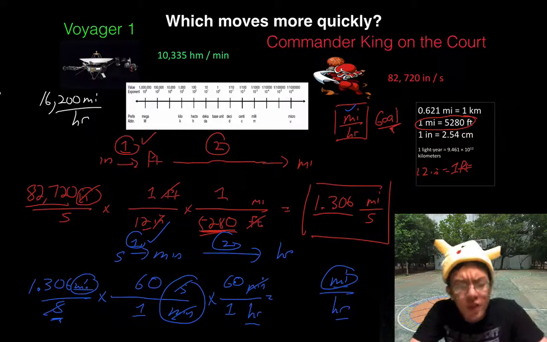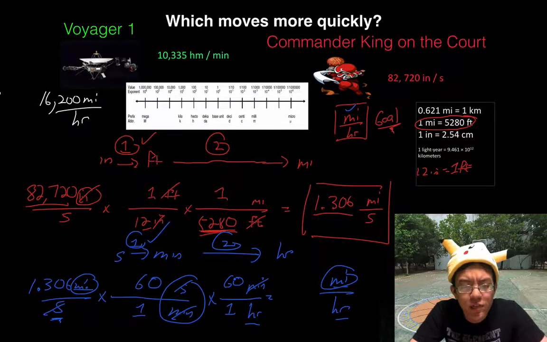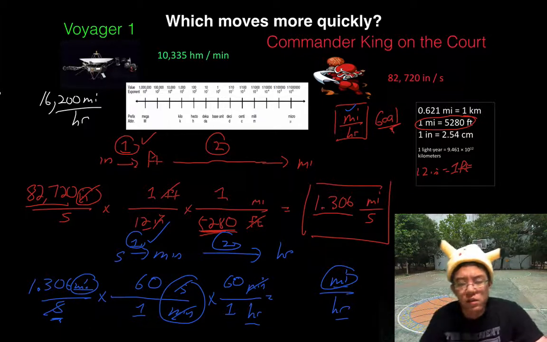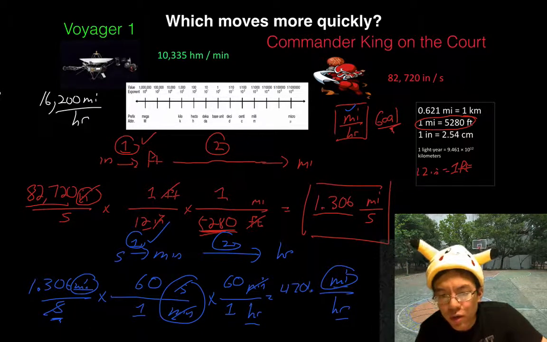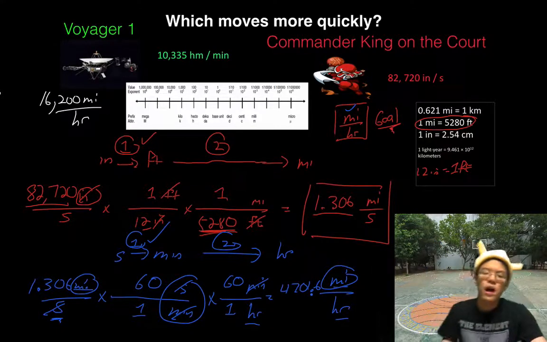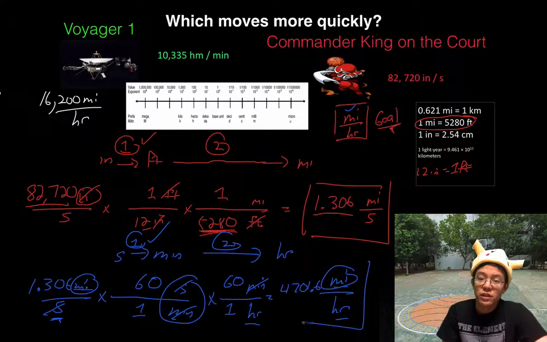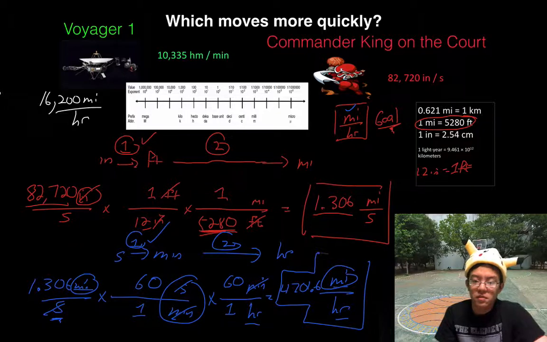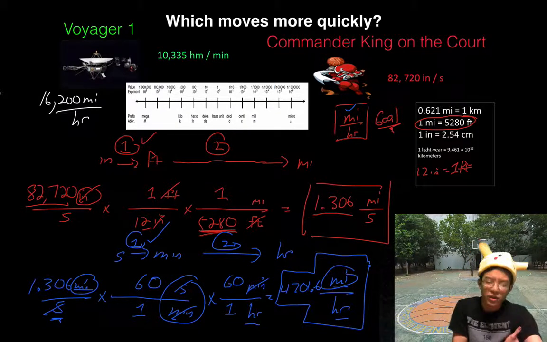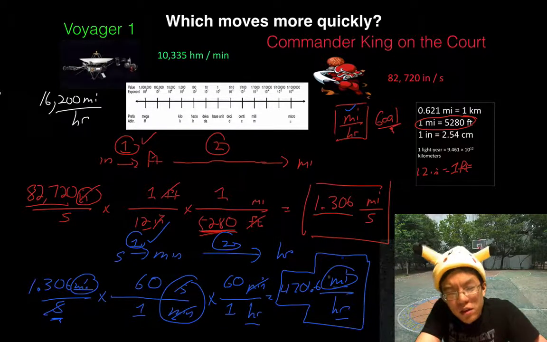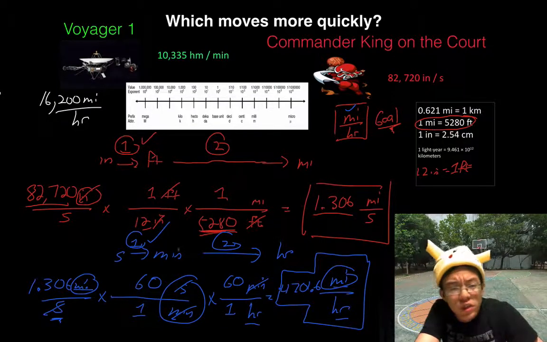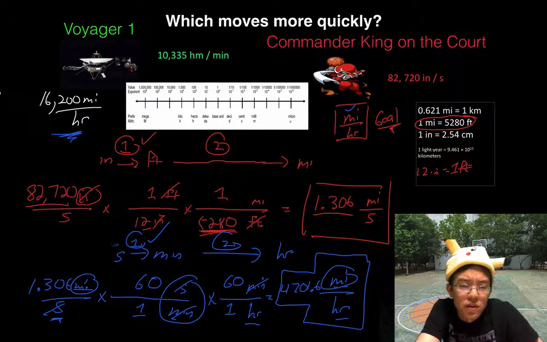I'm ready to calculate. So I'm going to take 1.306 times 60 times 60, divided by 1, divided by 1. That's going to give me 4,701.6 miles per hour. Pretty darn fast, if you ask me. When I get on the basketball court, I'm zooming. So pretty fast, but still not as fast as Voyager 1, unfortunately.